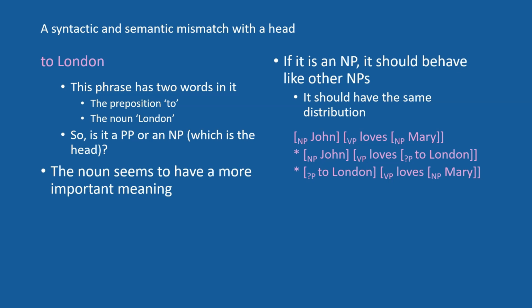Okay, well, the only other option we've got is that it must be a preposition phrase because, well, the preposition is the only other word in the phrase, and furthermore, every phrase must have a head. So given that London isn't the head, to must be the head, and therefore this must be a preposition phrase. Have we got any evidence in favour of that?